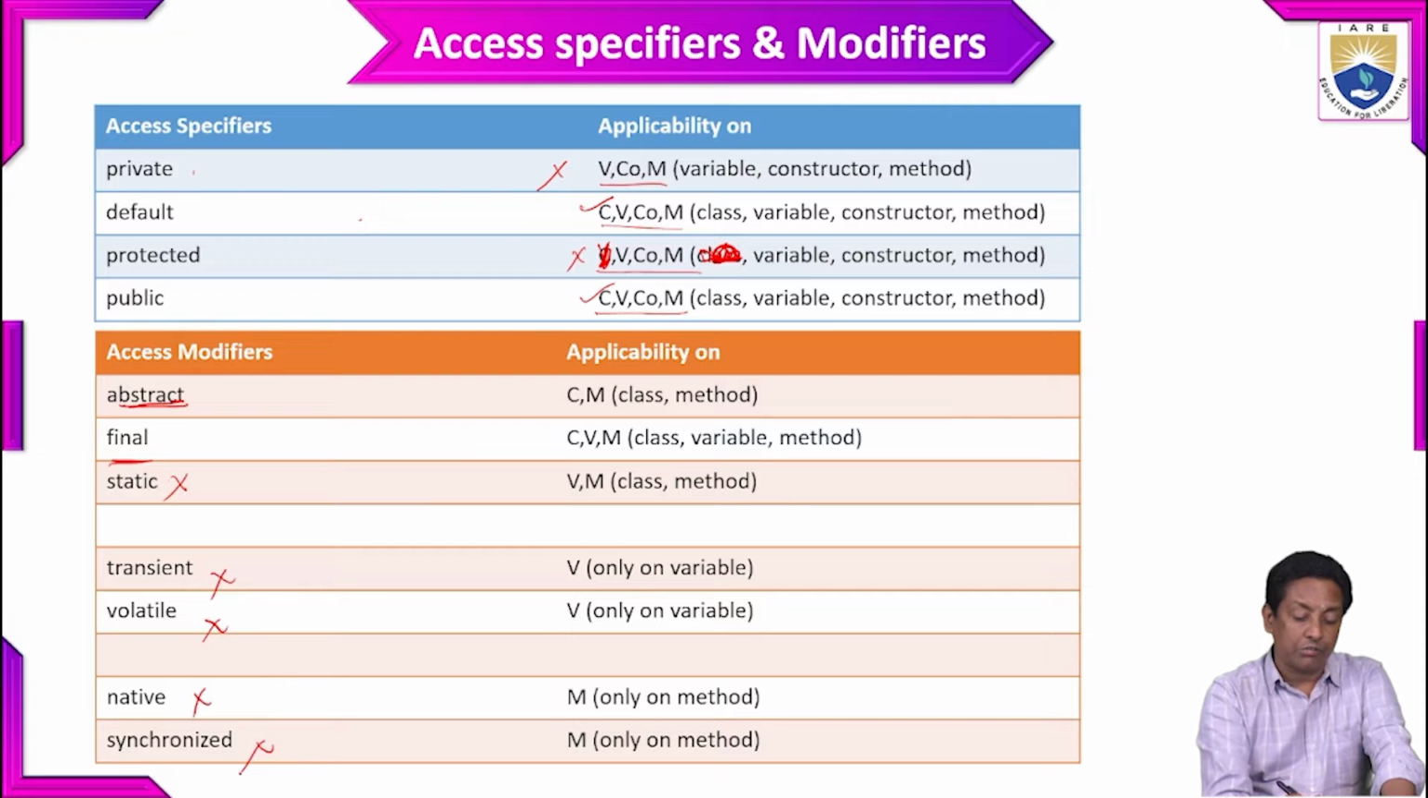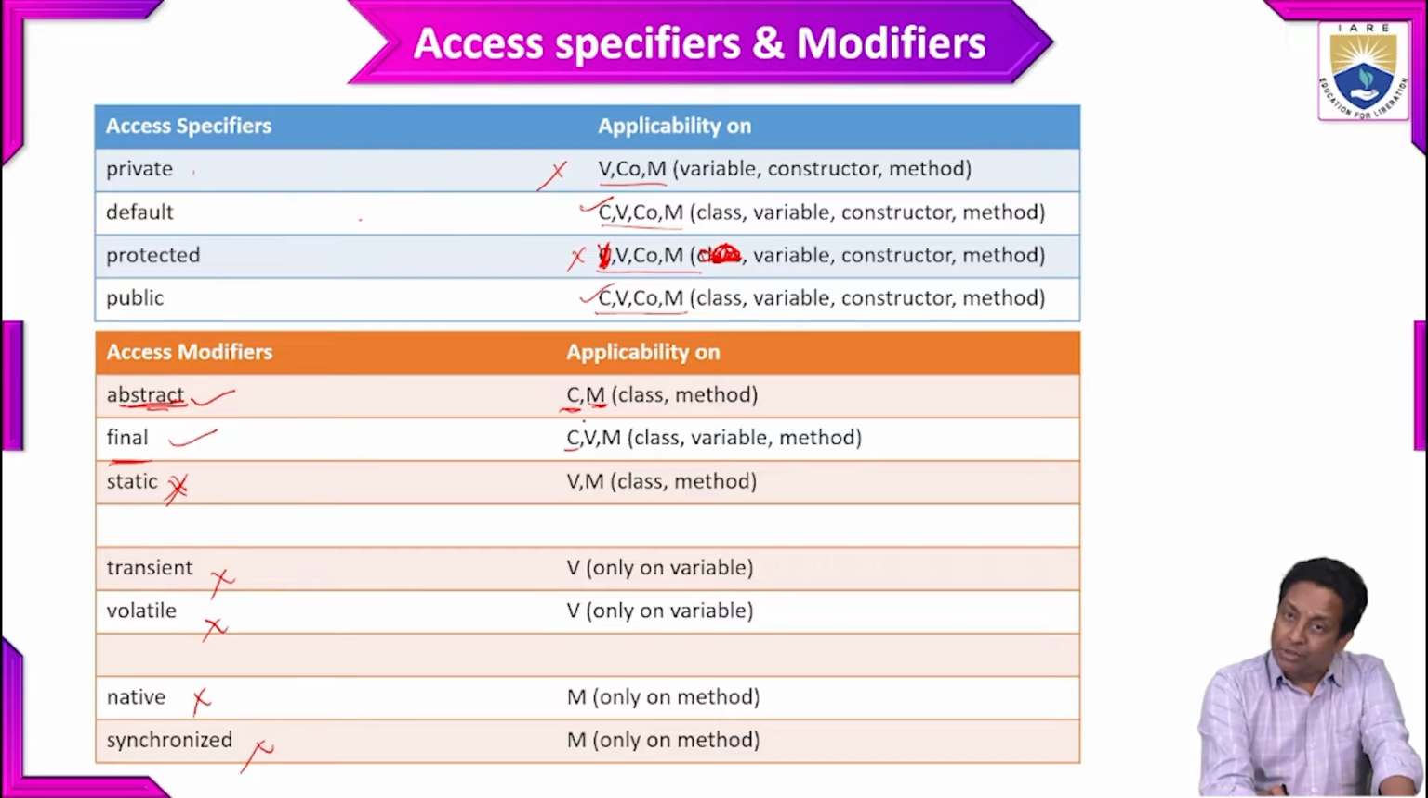Transient, volatile, native, synchronized are out of discussion right now. So class can be abstract, class can be final, but class cannot be static. Same thing I have written here. Class can be abstract, class can be final, class cannot be static. And then abstract, to what else we can apply is next to the class, abstract can be applied in method.